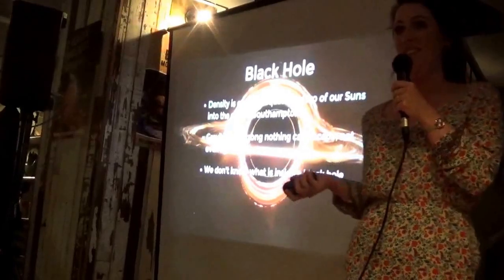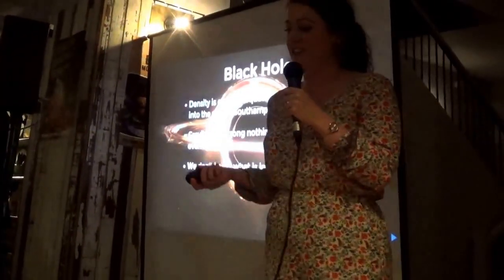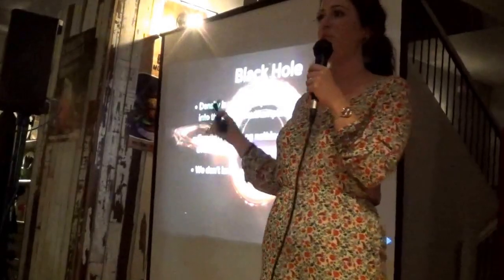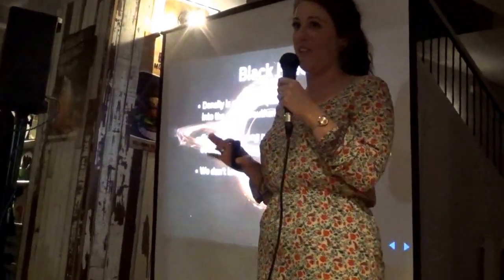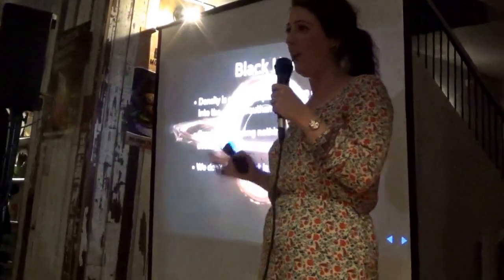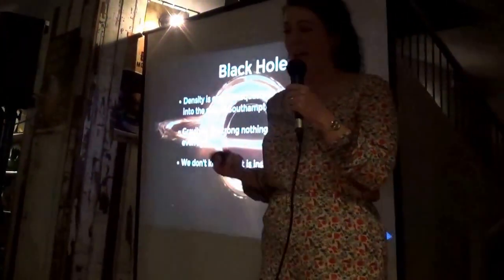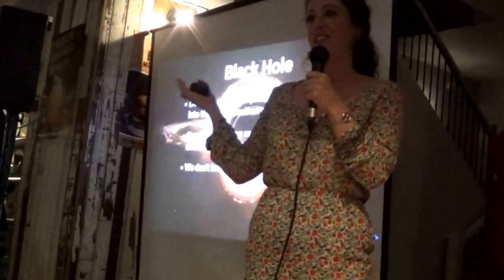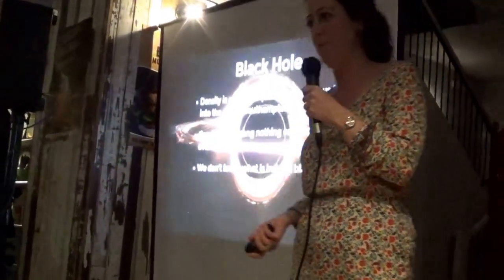These are the densest objects known to us in the universe. To give you an idea of how dense they are, if you took 2 of our suns, squashed them down and squeezed them into the size of Southampton, that would make a black hole. And the gravitational potential of a black hole is so strong that if light experiences it, it cannot escape from it, and this is why they're black.